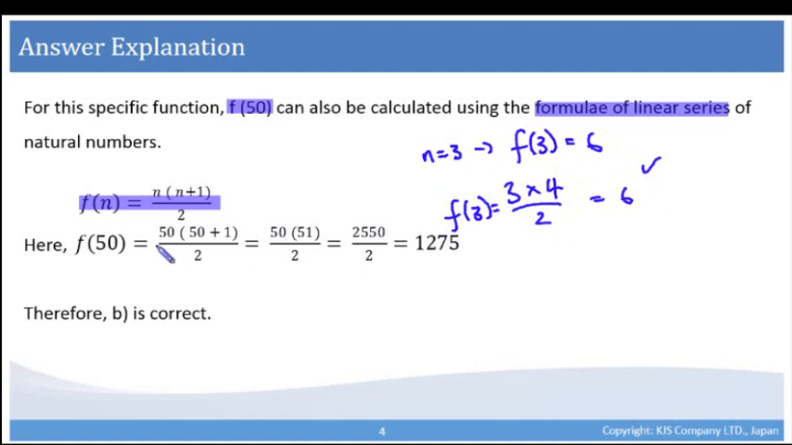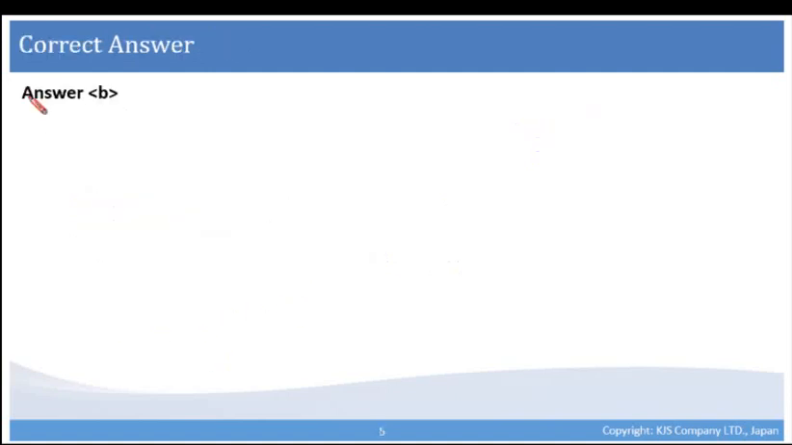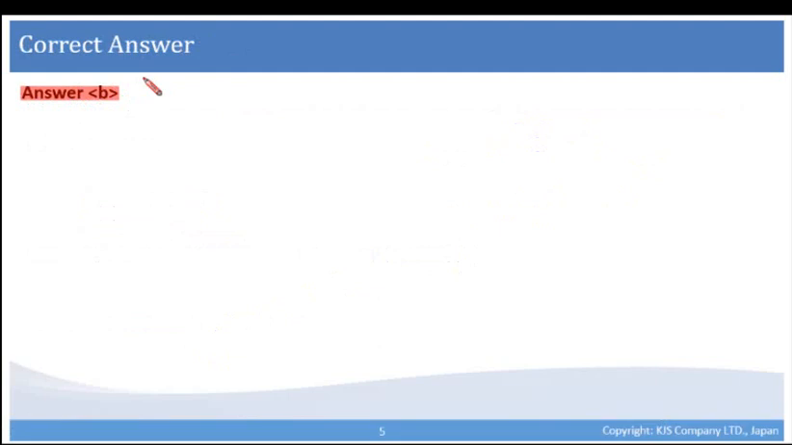So let's use this to calculate f of 50, and what we find is that it's 50 times 50 plus 1 over 2, which is equal to 2,550 over 2, which is equal to 1,275. Therefore, B is our correct answer. So, as we said on the previous slide, our answer is B, and here we've learned how to calculate a recursive function where we have a defined n.